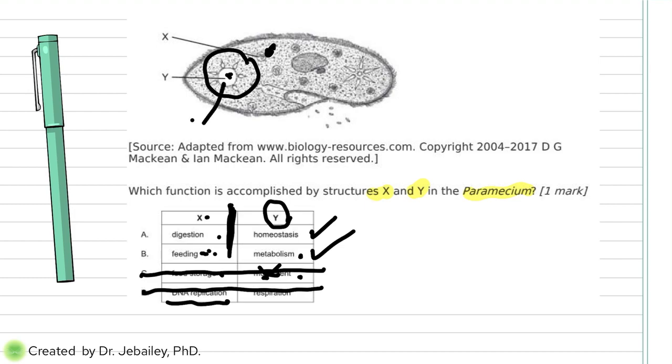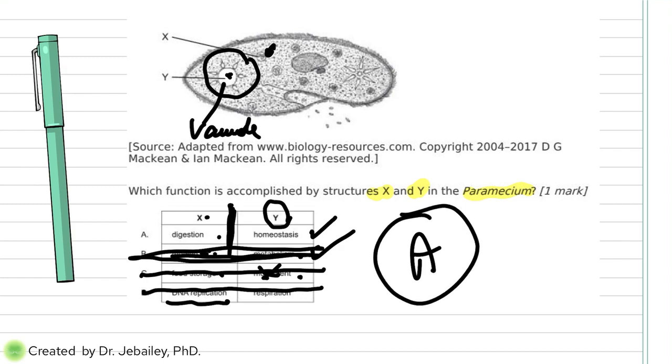This is like a vacuole, right? It's a vacuole that takes care of storage and works with things. So feeding and metabolism are the same thing, so that's canceled. In the end, you only have option A. So Y is for homeostasis and X is for digestion. That's the right answer for this one.